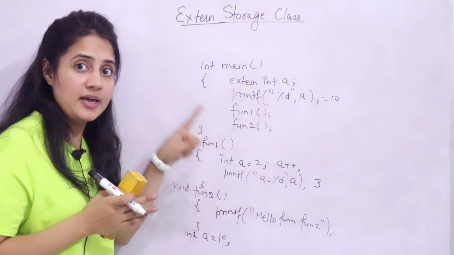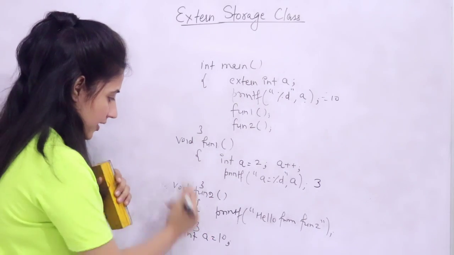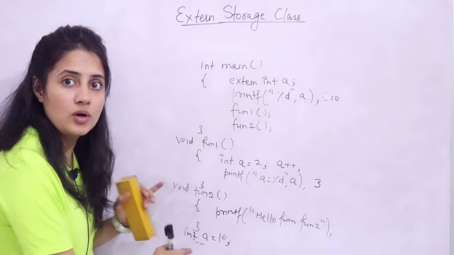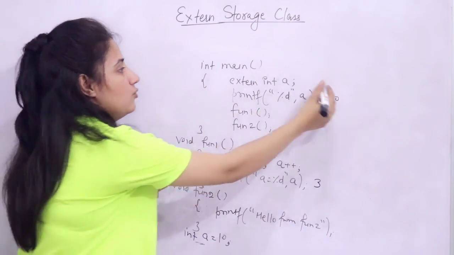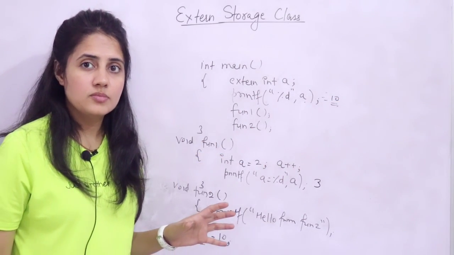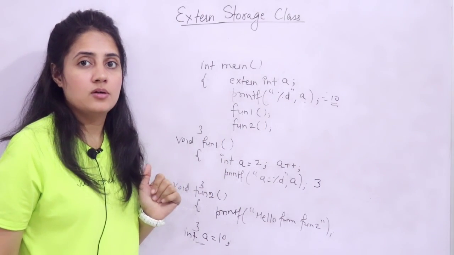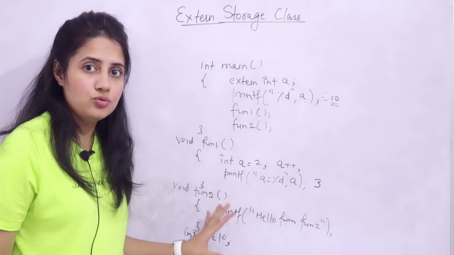Now the compiler knows that a is somewhere else in this program, right? Now a is after this, so it's okay. It will link this a with this and it will print 10. At this point of time, it will not give any error. So it will just give a reference to the global variable. Within the same file, you can use this thing.